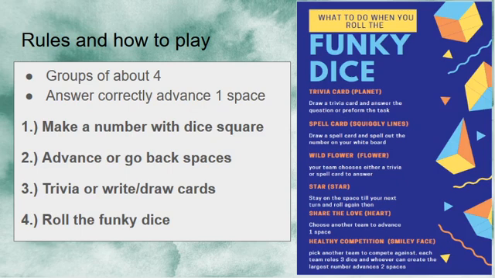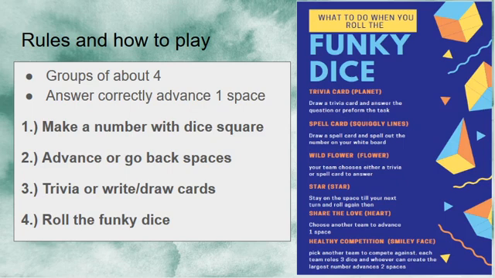actions that go with it. There's one where the students will draw a trivia card and have to answer that correctly in order to move ahead. There's the spelling card, where students will have to spell the word on the whiteboard in order to move ahead. There's a wildflower, where the team gets to choose either the trivia or spell card to complete. There's a star card, where the students simply stay on the space and wait till their next turn and roll again. There's share the love, which is when their team chooses another team to advance one space. And then there's healthy competition, which is where their team chooses another team to compete against.